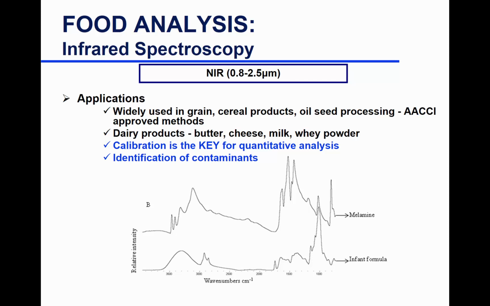So it is used a lot for cereal products, grains, oilseed, just to get composition and analysis, and it's used for dairy products. Remember, calibration is key for quantitative analysis, and it's often used to identify contaminants. Here's an example where melamine was run and an infant formula was run to determine if you see some of the banding absorption of melamine, to see if the infant formula has been contaminated with melamine.